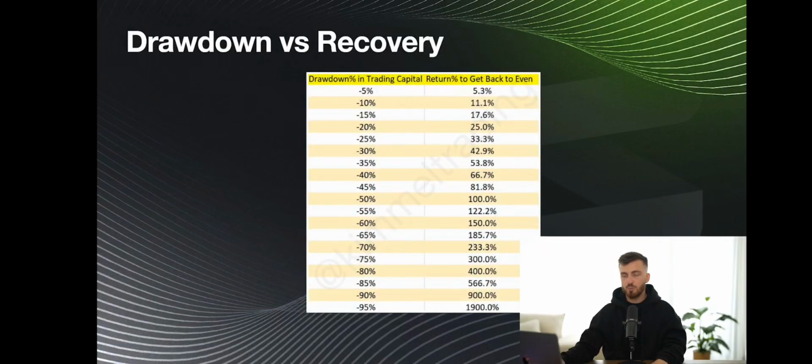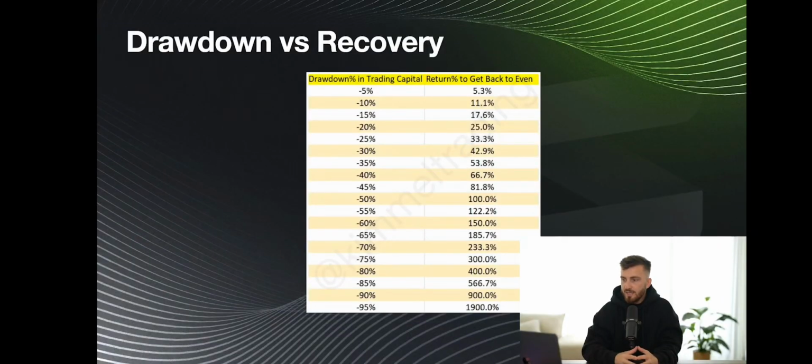Now, drawdown versus recovery, and this goes pretty much in line with the risk that we are going to talk about on the risk management for personal account. 5% drawdown, basically you only need 5.3% to get back to break even. But if you go lower and lower and lower, if you lose 50% of your account, you need to double your account in order to make your money back to break even only.